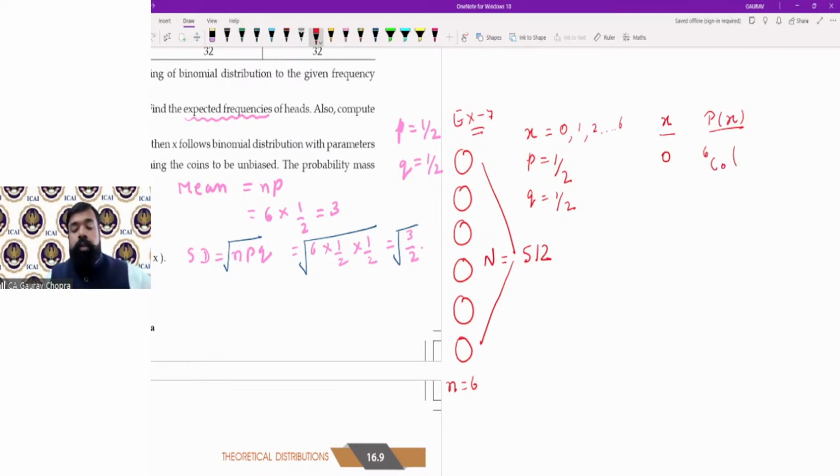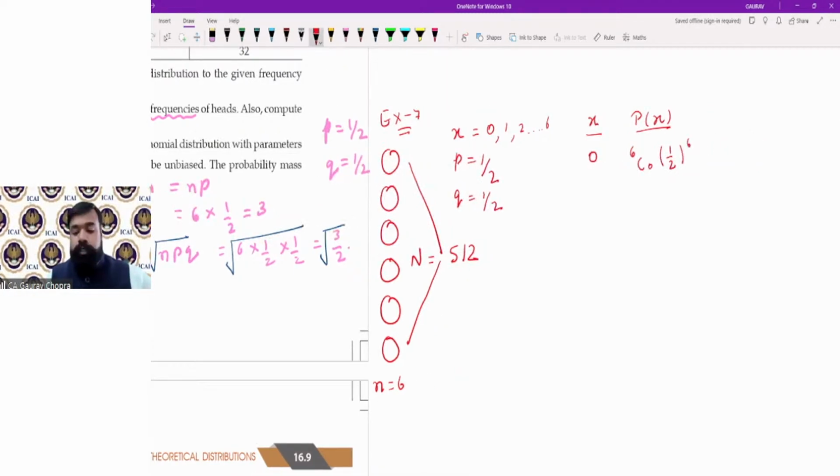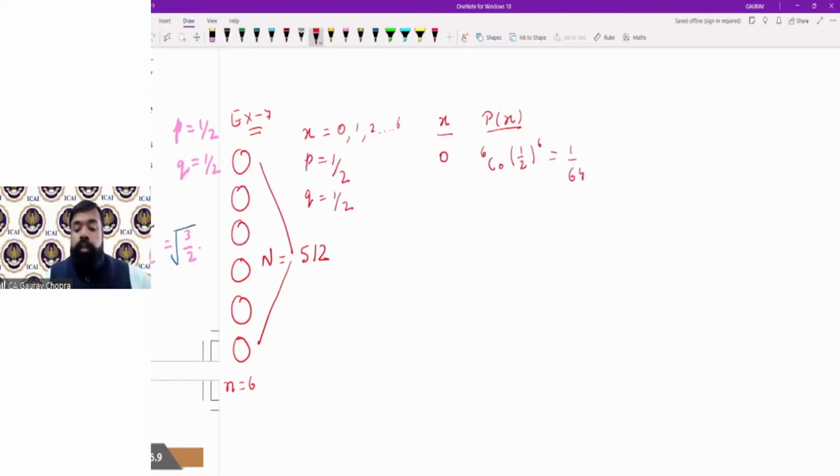6C0, 1 by 2 to the power of 0, and 1 by 2 to the power of 6. What you are getting is 1 by 64. Now we require frequency. So frequency will be N, 512, multiplied by probability. It will become 8. So this 8 is your frequency.